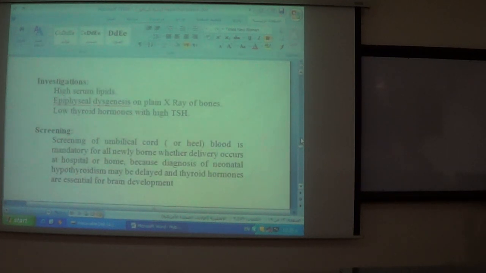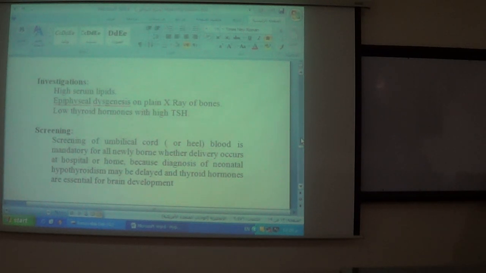Screening is a very important topic. Screening is mandatory all over the world, including our country here in Egypt. Any neonate should be screened, whether hospital delivery or home delivery or wherever. The neonate should be screened from the umbilical cord blood or heel prick to screen for TSH, to exclude the presence of hypothyroidism from the very early days of life.